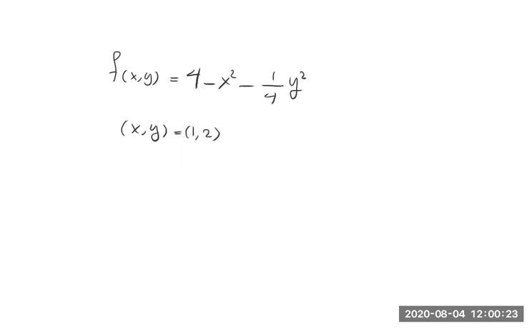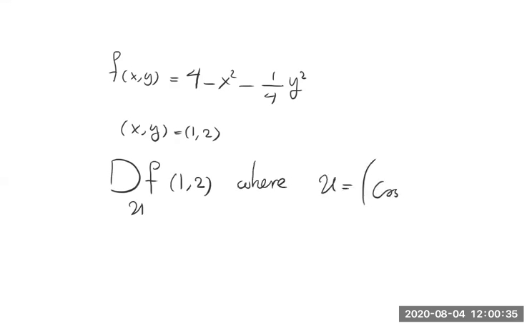So let's look at one example. Let's say we have a function f, f of x and y equal to 4 minus x squared minus 1 over 4 y squared. Suppose we are at the point x and y equal to 1 and 2, and the question is to find the derivative of f at this point 1 and 2 in direction of u, where u is this unit vector, cosine of pi over 3, sine of pi over 3.